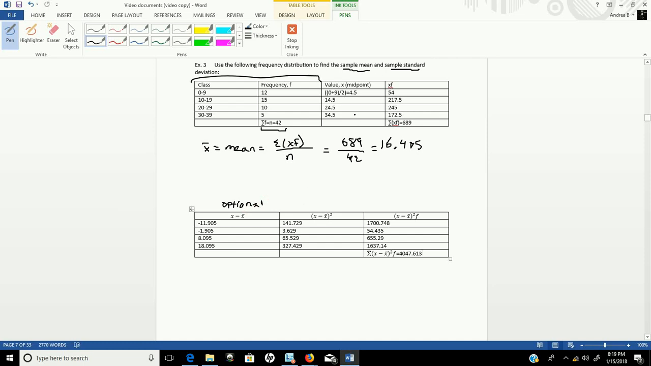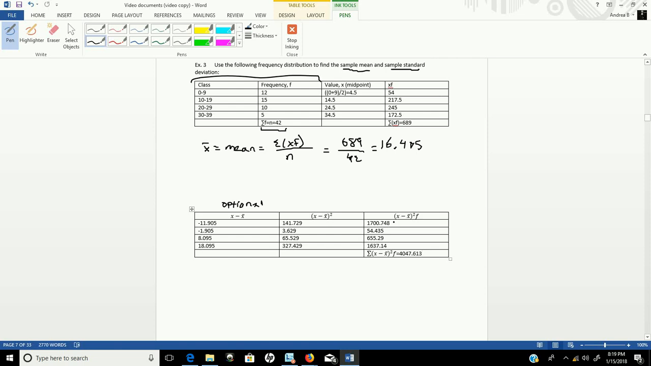So once again, you're using the values that we had to begin with, those midpoints, the 4.5, 14.5, and so on in that column. And you're subtracting each of those from the 16.405 to get that first value in the column. And then you're squaring those. So for instance, if we do 11.905 and square that, we get 141.729.